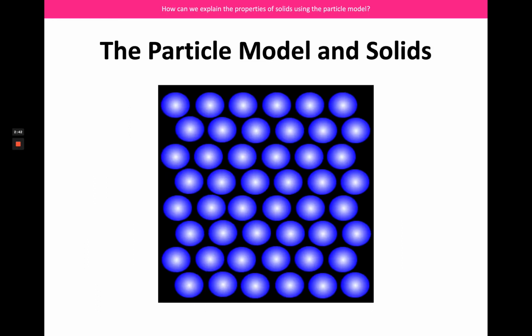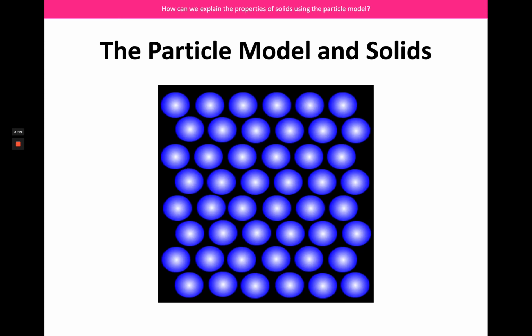So here we've got a visual representation of what a solid might look like in terms of its particles. So what can we say about this? It's clear that they're moving, right? You can see that the particles are moving, but they're not moving around the box. They are basically staying where they are. What they're doing is vibrating. So they're vibrating about a fixed position. That is the way that we would describe the motion of those particles in a solid.